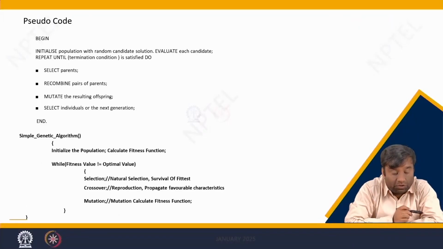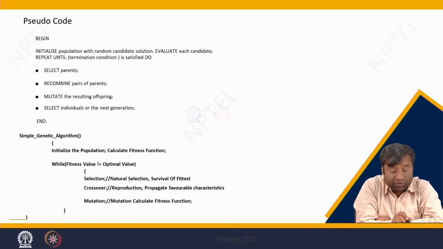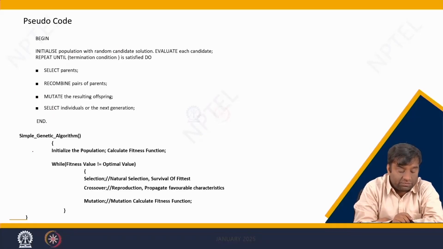So try to understand the pseudo code. First, we initialize the population with random candidate solutions and evaluate each candidate. We repeat the steps until the termination condition is satisfied. We select parents, do crossover, that is recombining pairs of parents, and mutation of the resulting offspring with a certain change, then again select for the next generation. We stop when we get the solution. So that is a simple genetic algorithm.